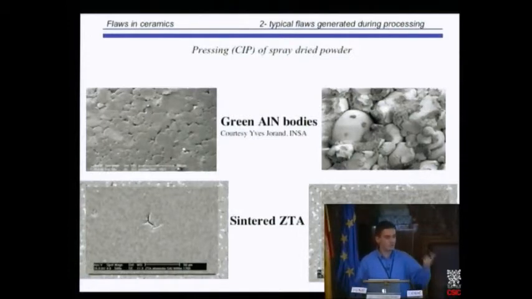The ZTA samples were processed by cold isostatic pressing of a spray-dried powder, so we have defects of that kind. There was a granule, there was another granule, not completely packed one to the other, and then during sintering you create this kind of defect. And again, by this process, you have defects of some dozens of microns.